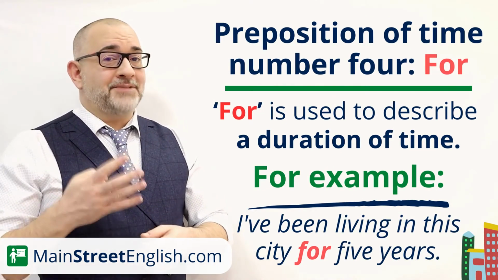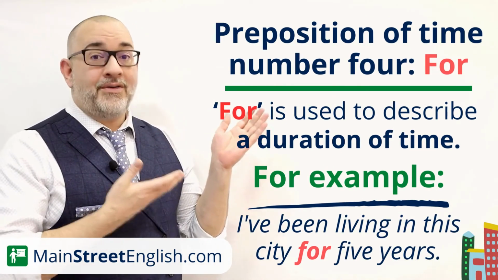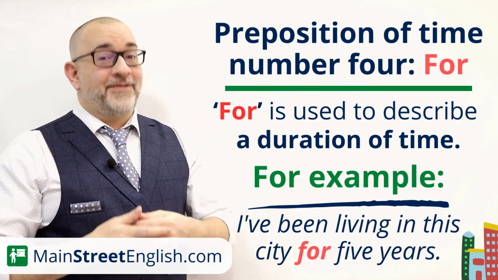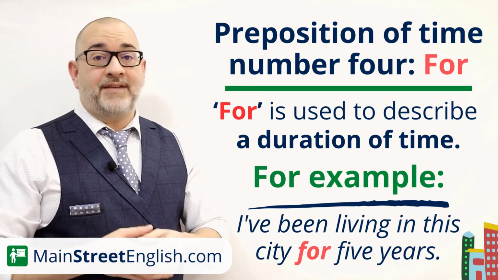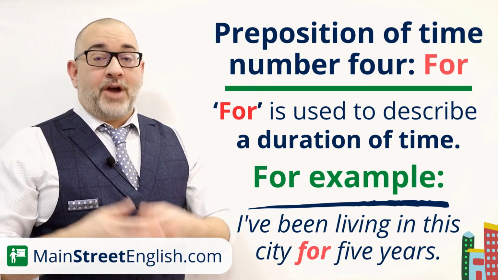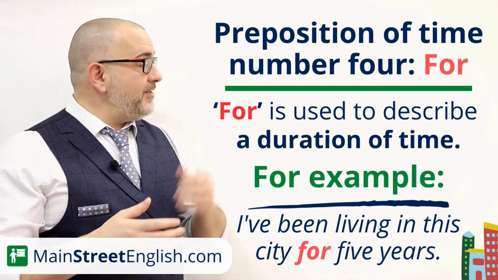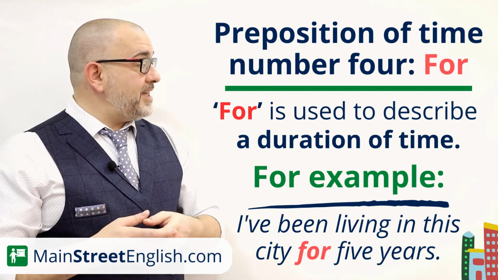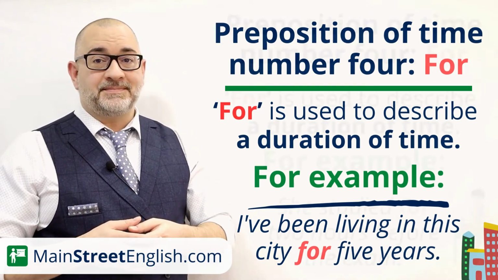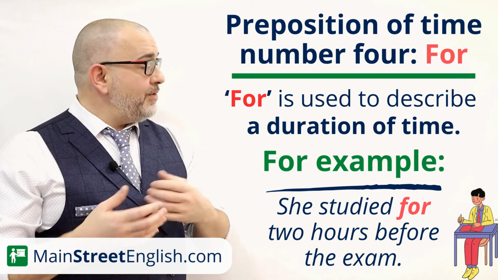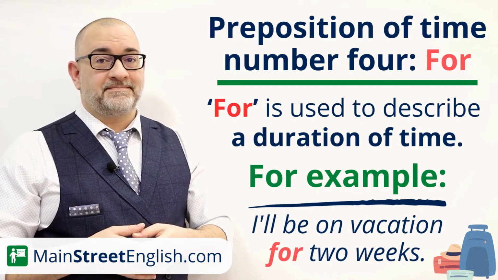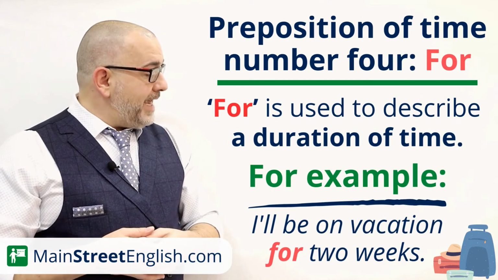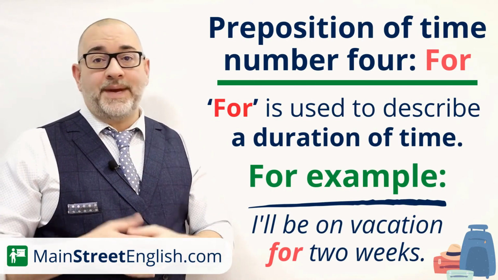Preposition of time number 4, for. For is used to describe a duration of time. For example, I've been living in this city for 5 years. She studied for 2 hours before the exam. I'll be on vacation for 2 weeks.